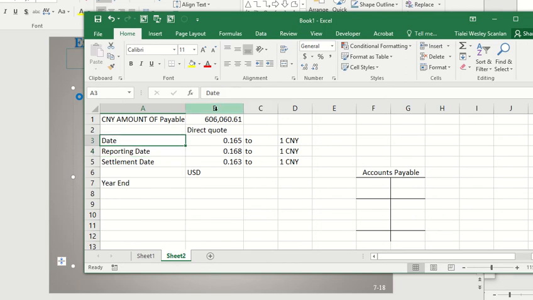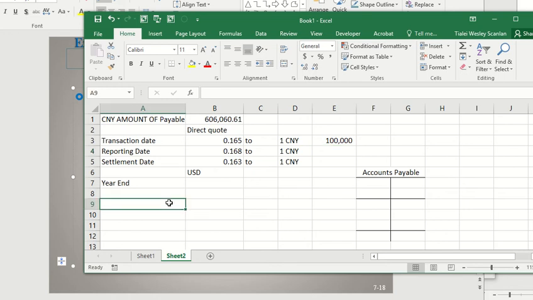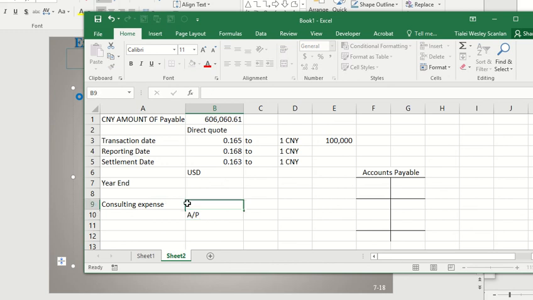So what is that? Initiation, transaction date, right? We had $100,000 worth of consulting services. Yep, it was $100,000 worth of consulting services. I would do consulting expense and then an accounts payable of $100,000 based on these rates.